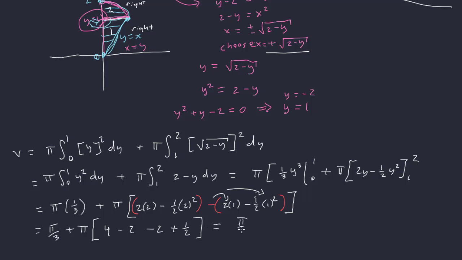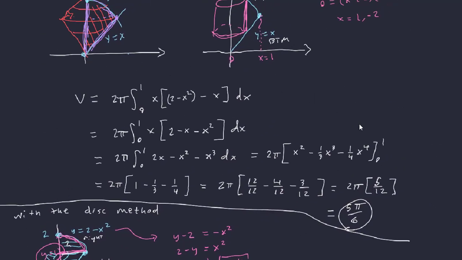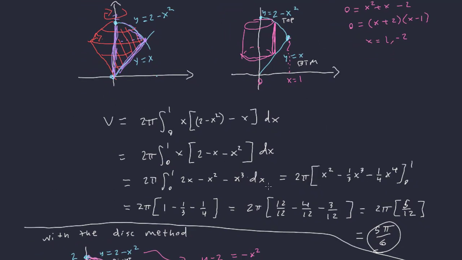Okay, so we'll get pi thirds plus pi halves, which will be, when we add this up, 5 pi over 6. So, as you can see, we do get the same thing, but in a much more convoluted path to get there. Whereas with shells, we see it's a much more streamlined way to get there. So if the way you want to set up your integral doesn't match your axis of revolution, then you're probably going to want to use shells.